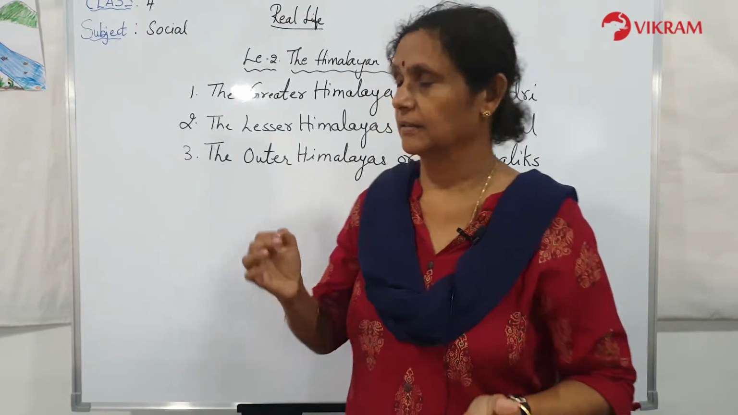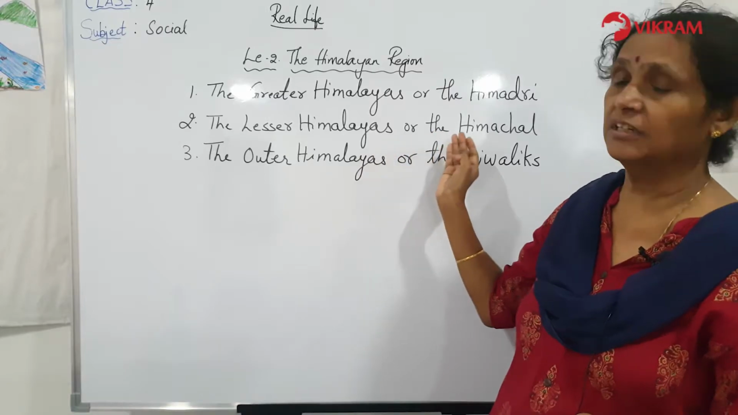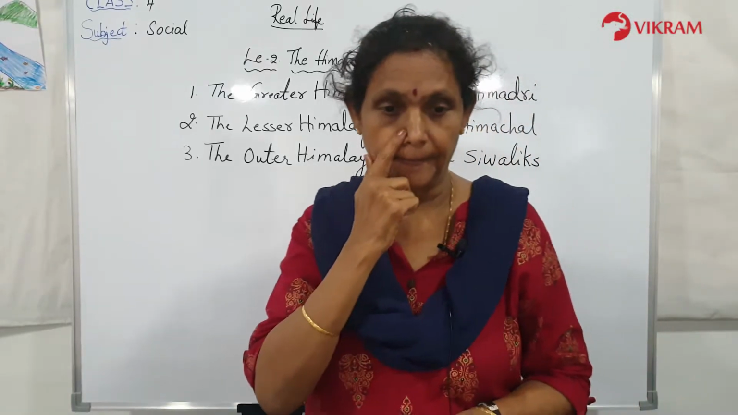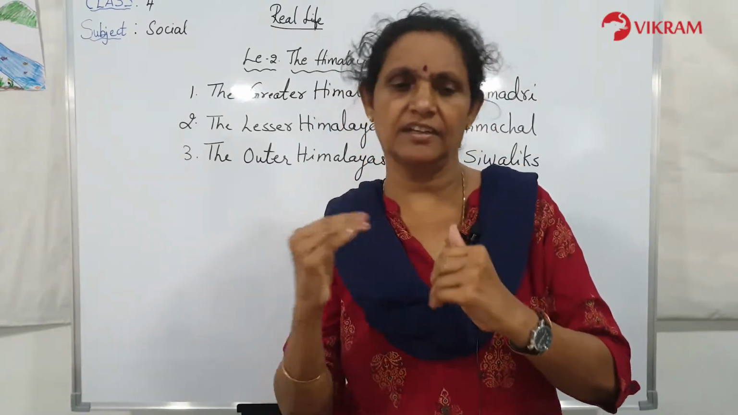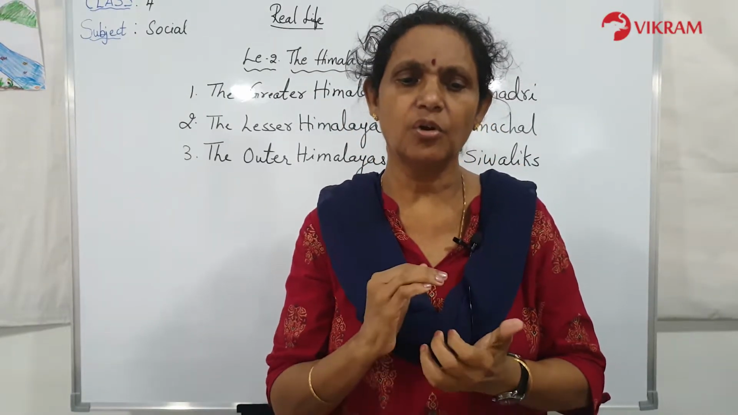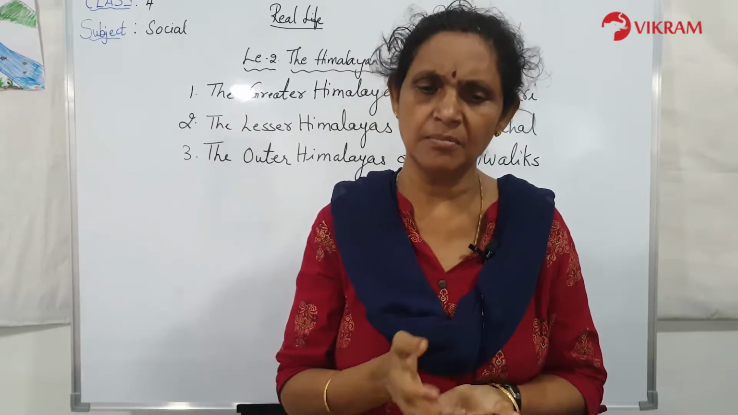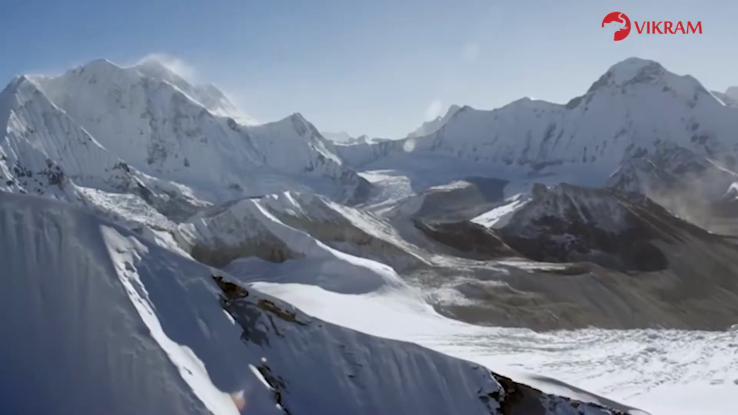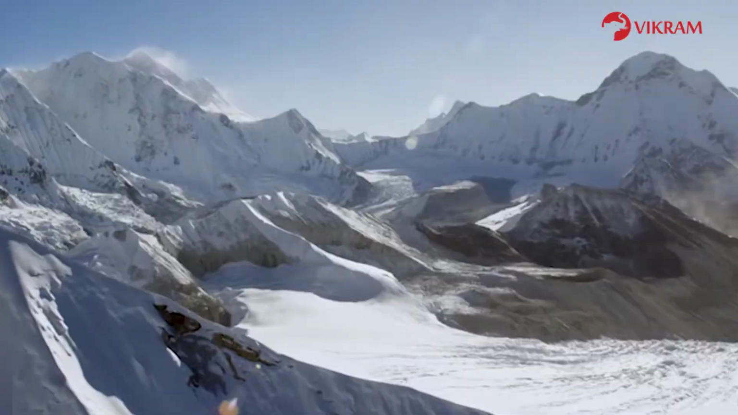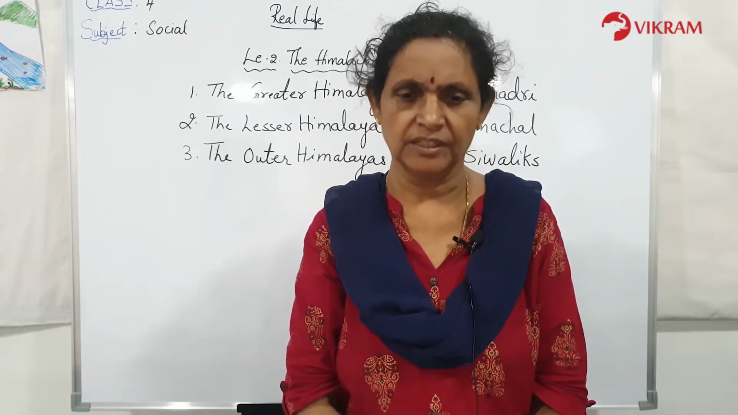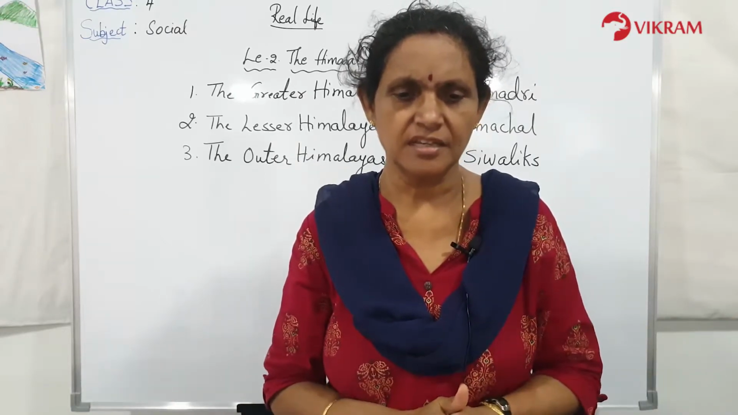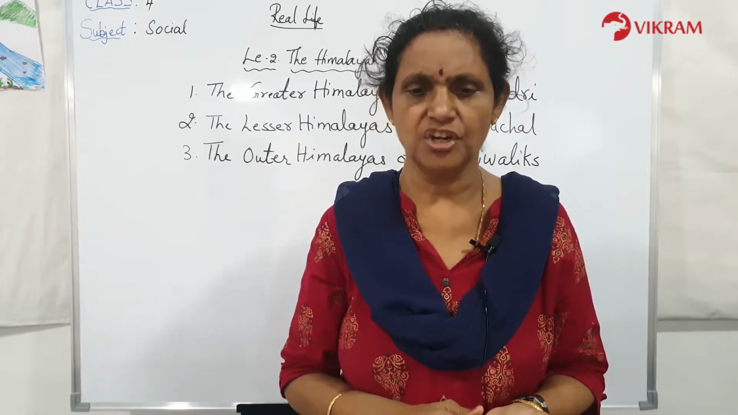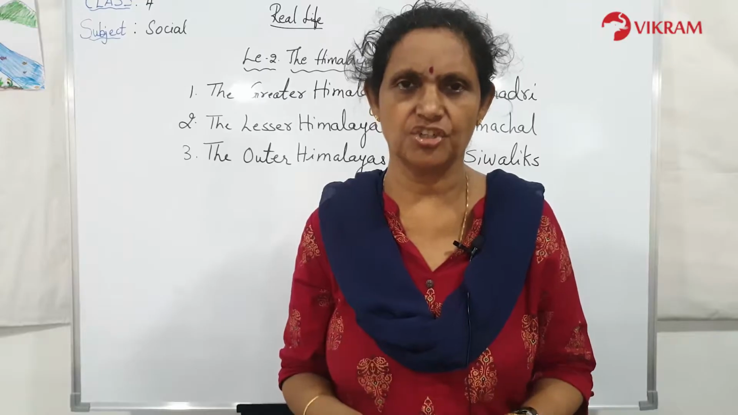The second part, the Lesser Himalayas or the Himachal. There are some lesser height mountains to the south of the Greater Himalayas. They are called the Lesser Himalayas or the Himachal. They have an average altitude of 1000 to 4500 meters. There are many ranges in the Himachal range, such as the Pir Panjal range and the Dhauladhar range.